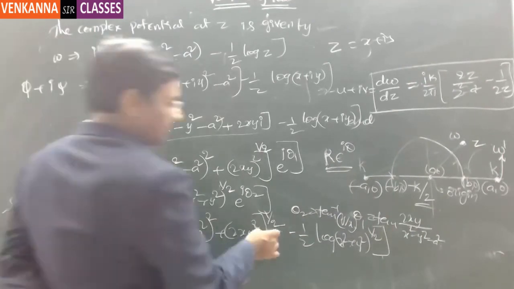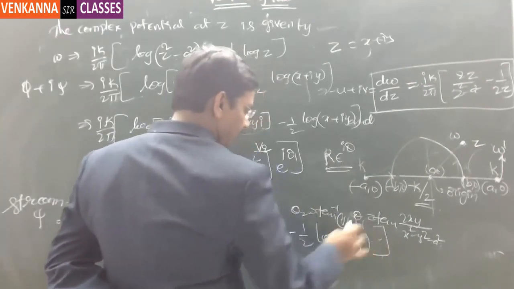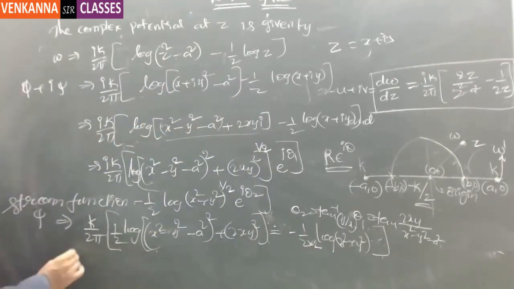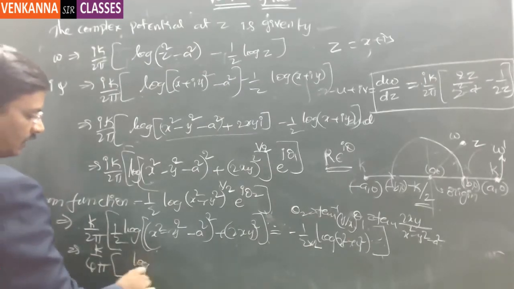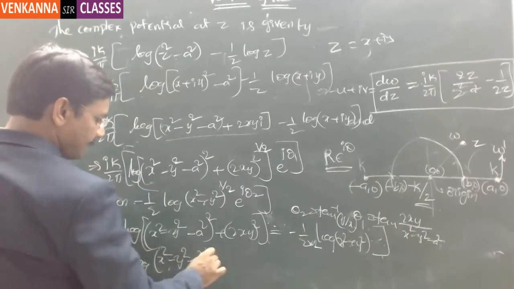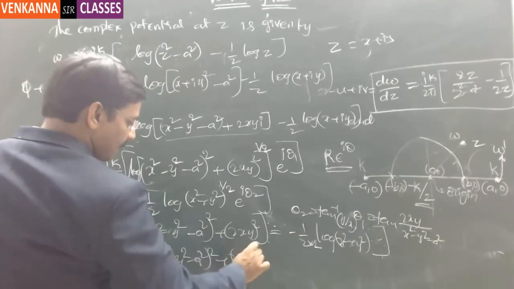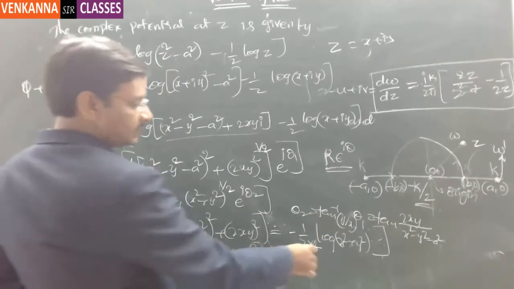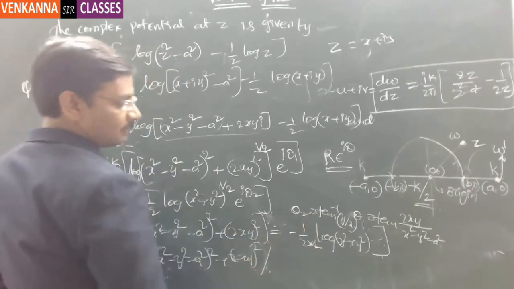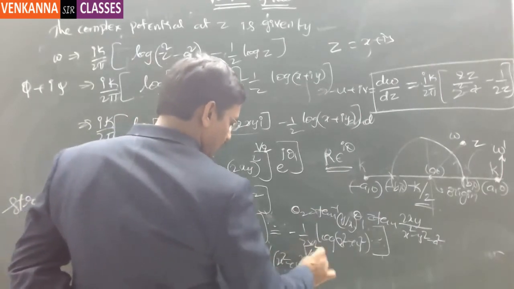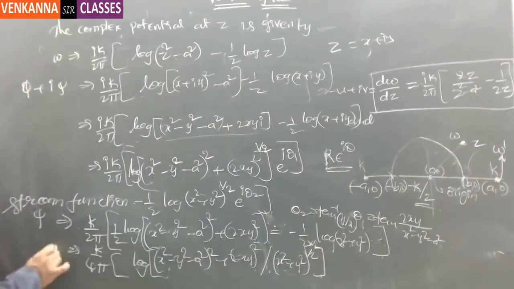From these two, this power 1 by 2 and power 1 by 2 can be brought to the front into the log, so 1 by 2. If you take 1 by 2 out, k by 4 pi, then this will be log of (x square minus y square minus a square) whole square plus (2xy) whole square, divided by, since the 1 by 2 is taken out, minus will come, then x square plus y square whole power 1 by 2. So this is how you are going to get the psi value.